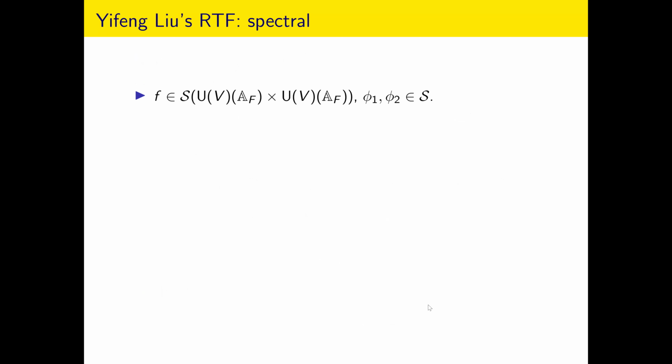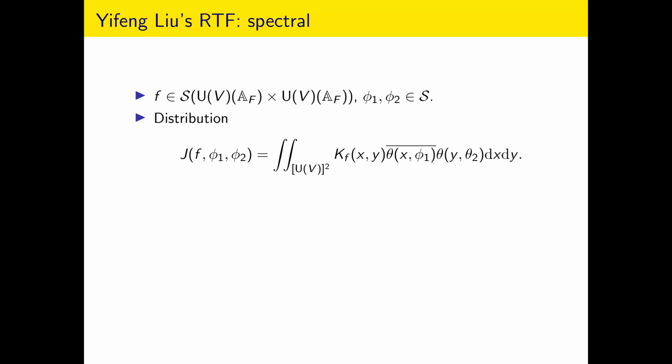Now let's look at the case of Liu Yifeng. Again, we have the distribution. As before, we have the kernel function, and we have this distribution. Now, this kernel function is on U_n cross U_n. And now the distribution needs a bit of care because we want to get the Fourier-Jacobi periods out. So we need to multiply the theta functions and then integrate.